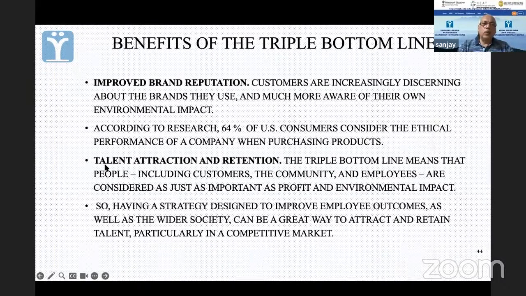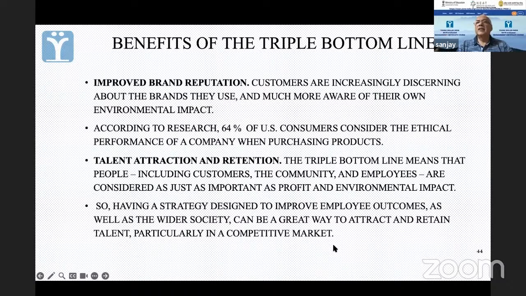Then it also helps to attract and retain talent. Good people go to companies and like to work in companies who they feel are green, or at least trying to do something, rather than working in a company which is generally messing up the environment. So this is one part. Having a strategy designed to improve employee outcomes as well as the wider society can be a great way to attract and retain talent, particularly in a competitive market.